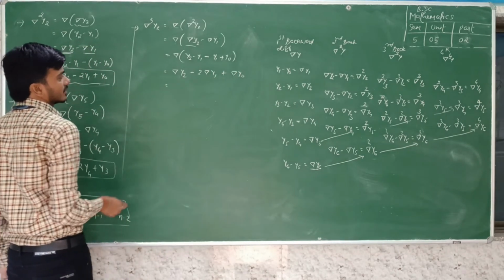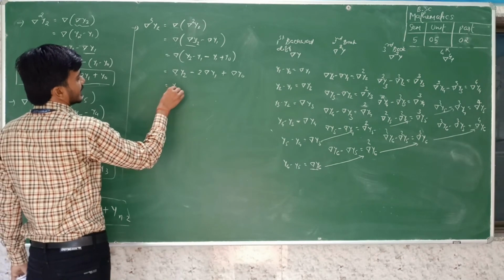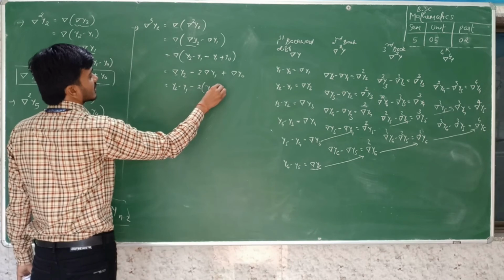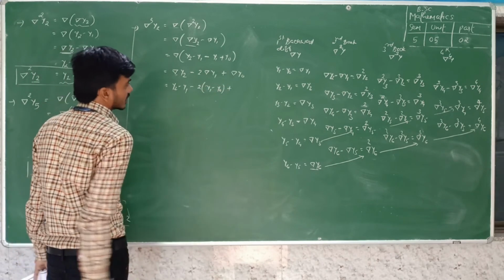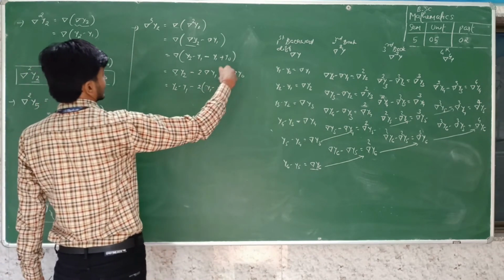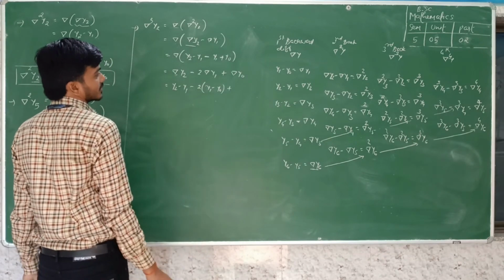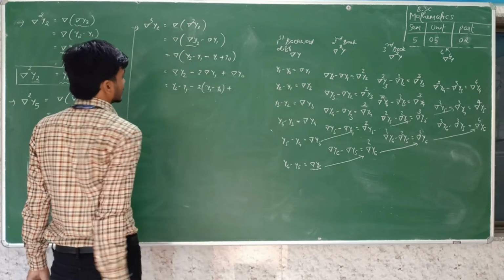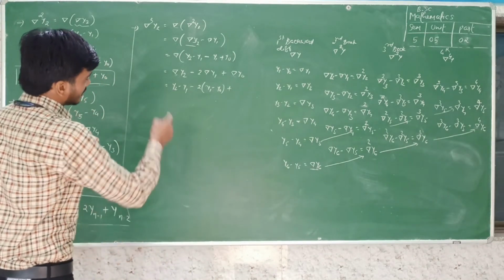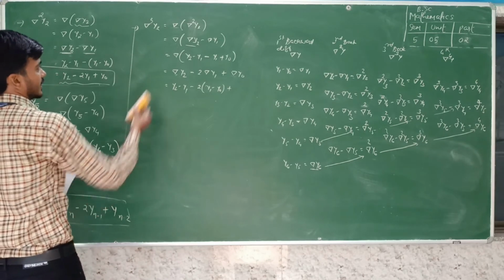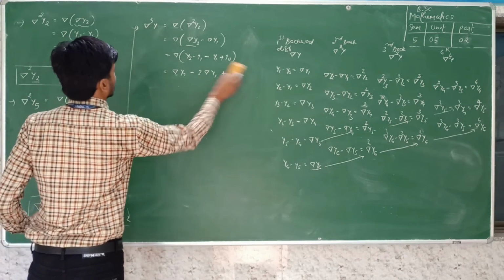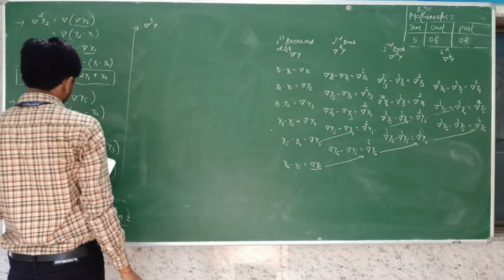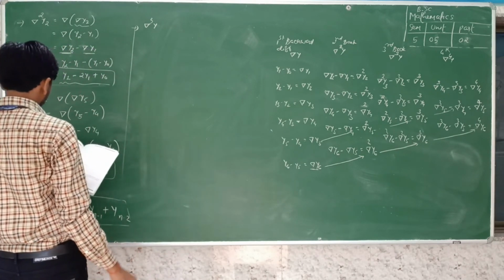You can expand these terms: y2 minus y1 minus 2 into nabla y1, that means y1 minus y0. Here nabla y0 means y0 minus y minus 1 entry. We do not have the y minus 1 entry. So this we can solve in another problem.